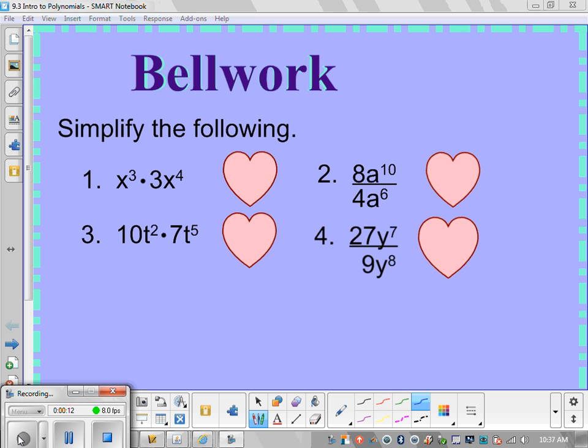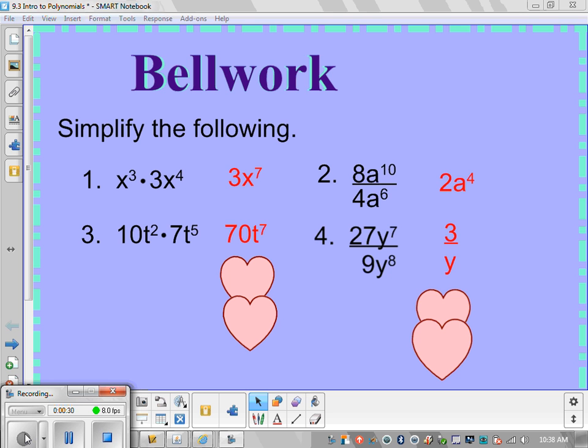Today we are finally going to put some of our exponent rules to use. The first thing I would like you to do is to write down these 4 problems on your warm-up on the top of your notes. Pause the video, go ahead and simplify the 4 expressions, and then once you have your answers, hit play again and check to see how you did.